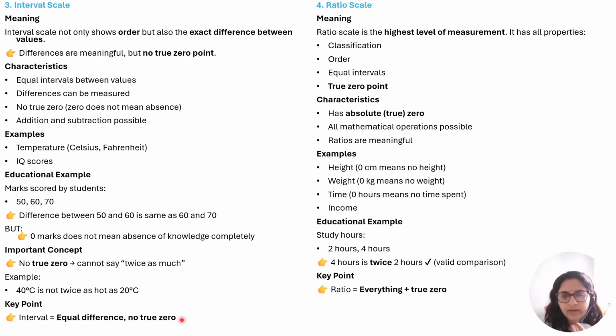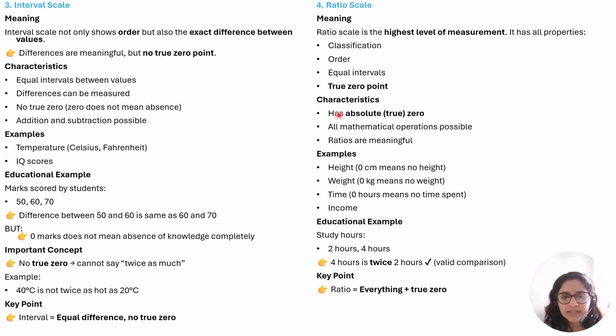Zero does not have any value in interval scale. Then ratio scale is the highest level of measurement. It has all properties, and any mathematical operation can be possible. It has classification, it has order, and the values are distributed in equal intervals and a true zero point. That means zero has certain value in this ratio scale.